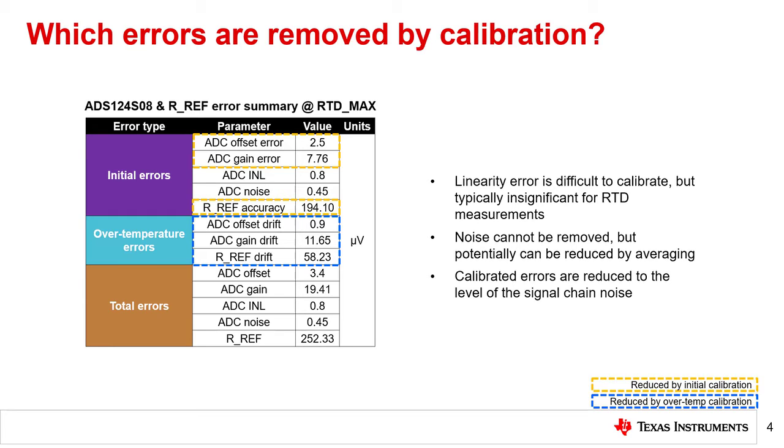The orange boxes indicate those errors that can be reduced by the initial calibration process, while the darker blue boxes indicate those errors that can be reduced by an over-temperature calibration. Over-temperature calibration will be discussed in a subsequent Precision Labs module. The next slide steps through a generic calibration procedure that can remove initial offset and gain errors.